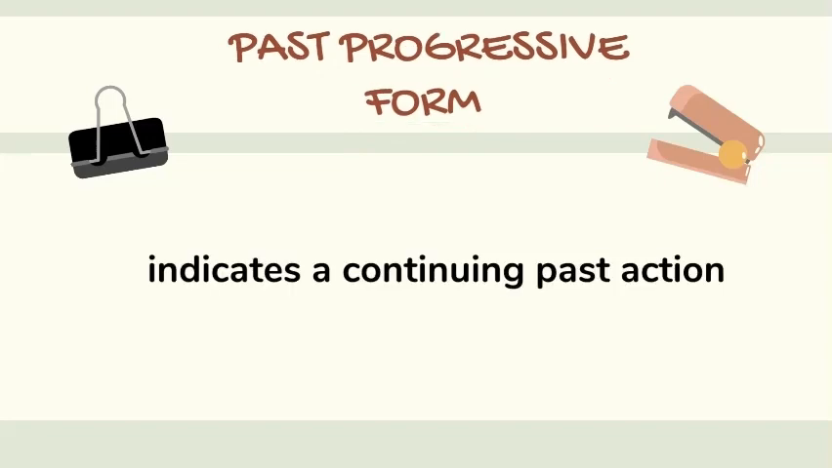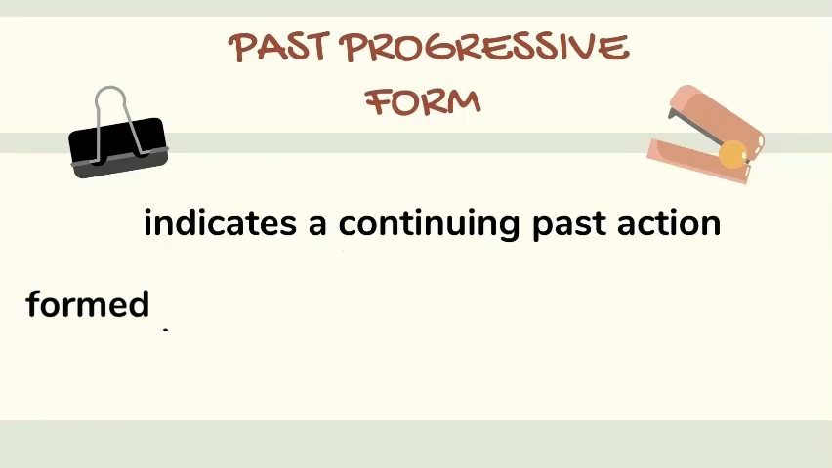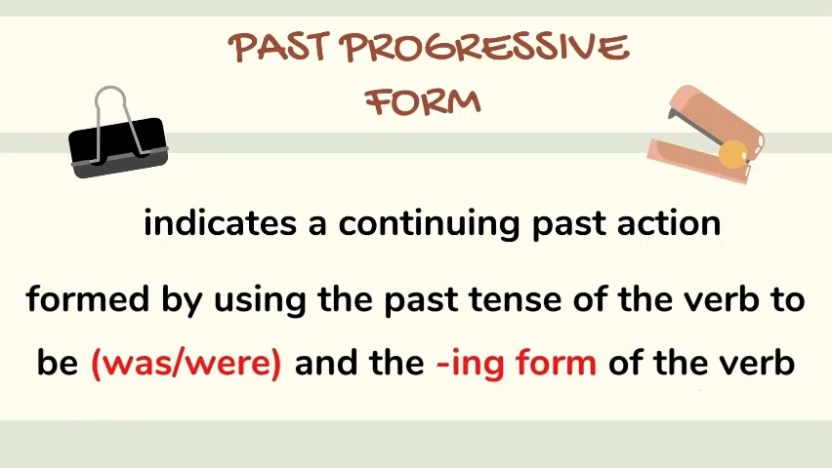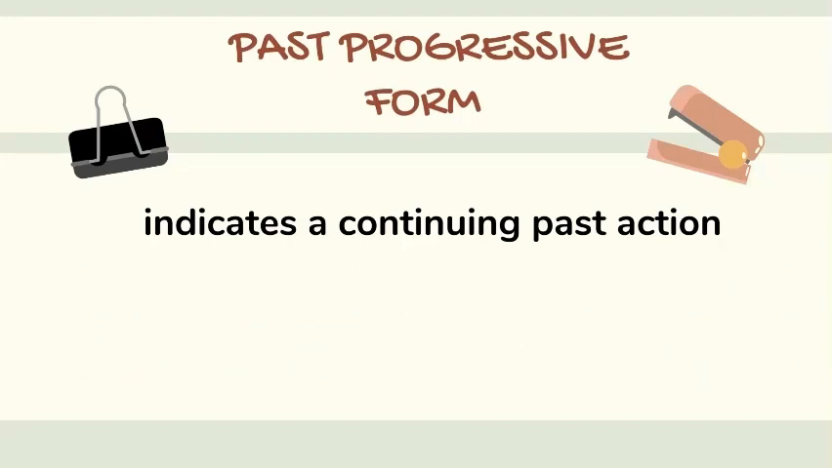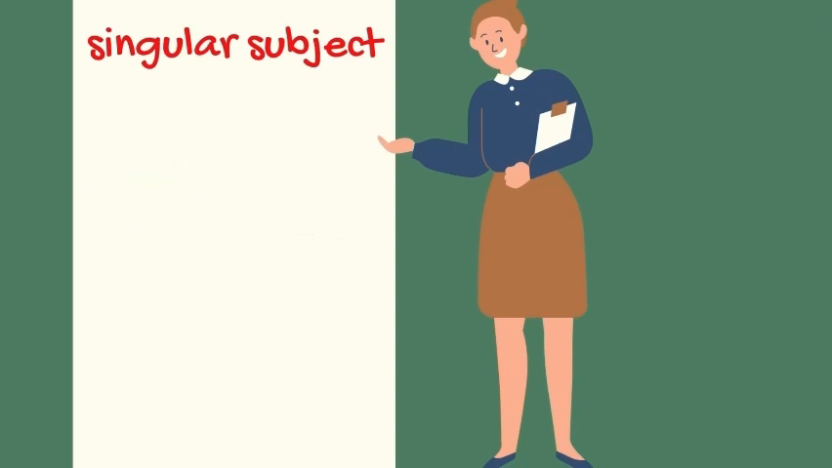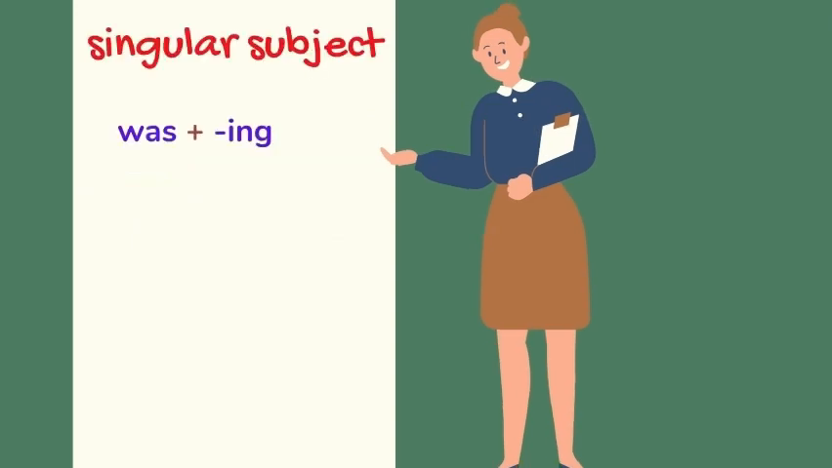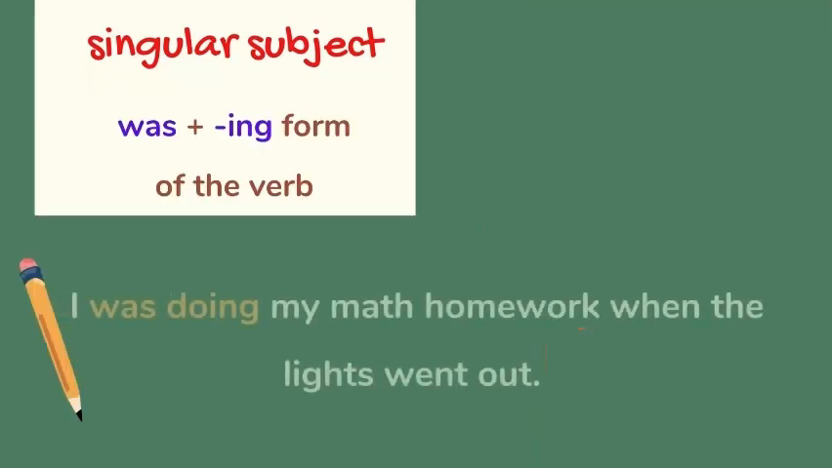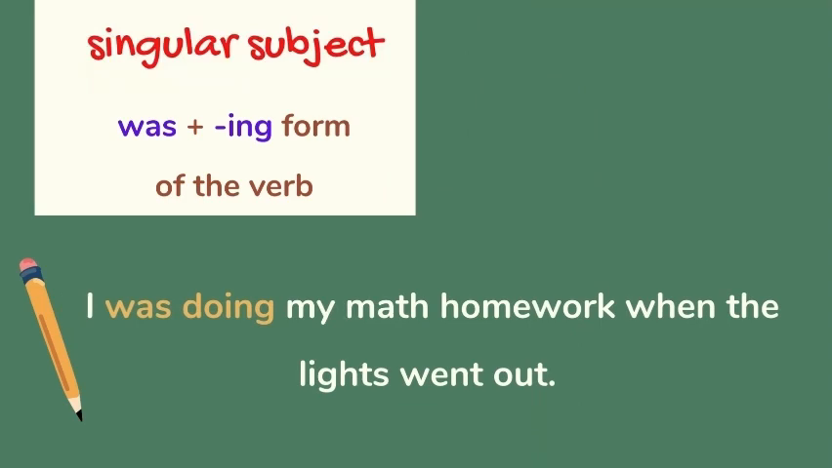Let's move on to the past progressive form. The past progressive form indicates a continuing past action. It is formed by using the past tense of the verb to be, like was and were, and the ing form of the verb. For verbs with a singular subject, you should be able to use this formula: was plus the ing form of the verb. For example, in our sentence here, I was doing my math homework when the lights went out.